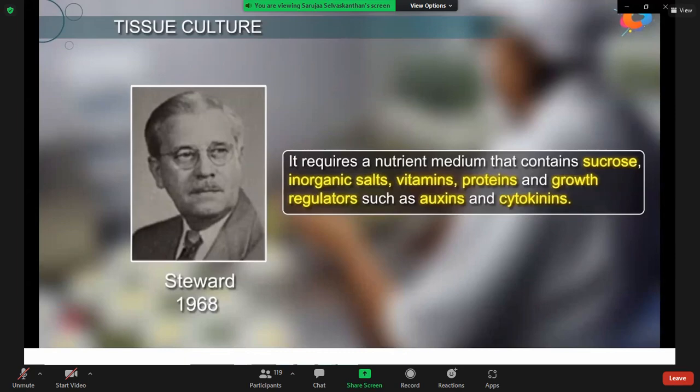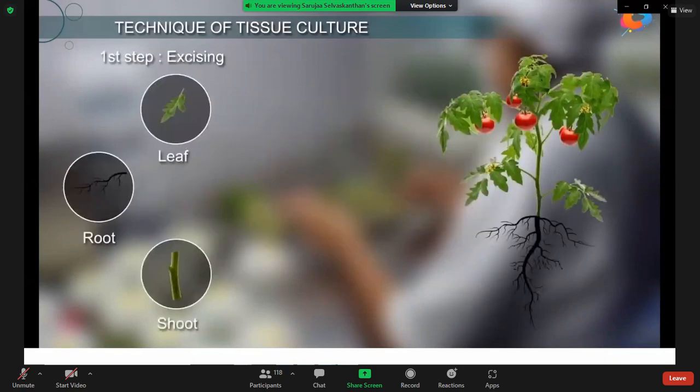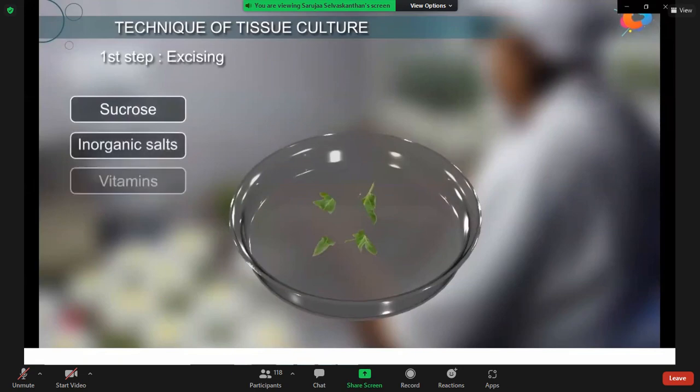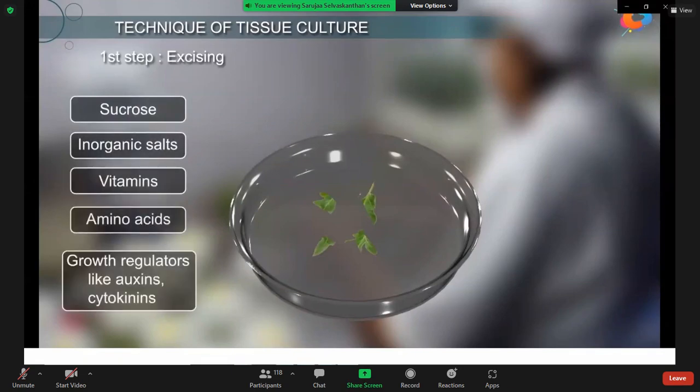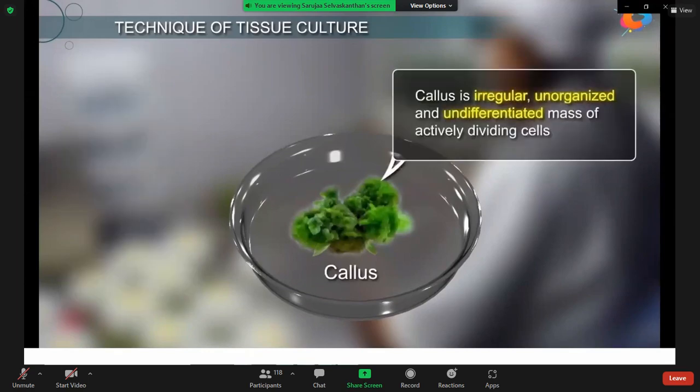Technique of tissue culture. The first step of tissue culture is excising or cutting a small part of plant tissue, like the leaf, root, or shoot of a plant. This cut-out part, explant, is then placed in a suitable nutrient medium containing a carbon source such as sucrose, inorganic salts, vitamins, amino acids, and growth regulators like auxins, cytokinins, etc. The explants are allowed to multiply and form a group of tissues called callus. Callus is an irregular, unorganized, and undifferentiated mass of actively dividing cells.